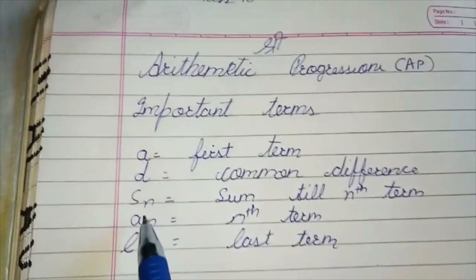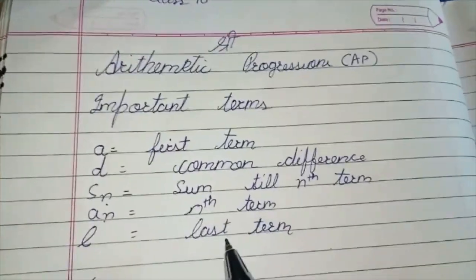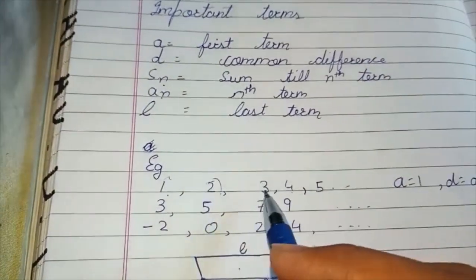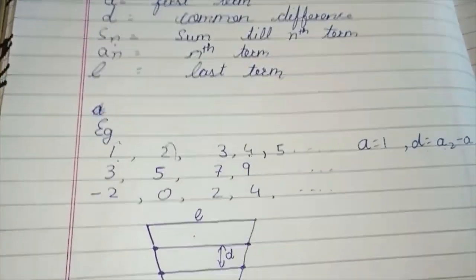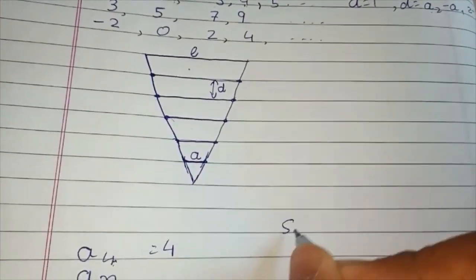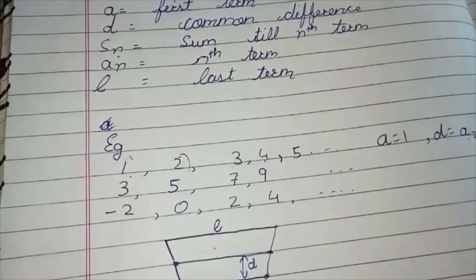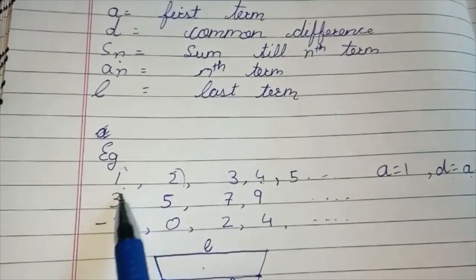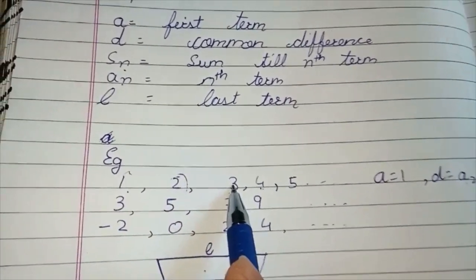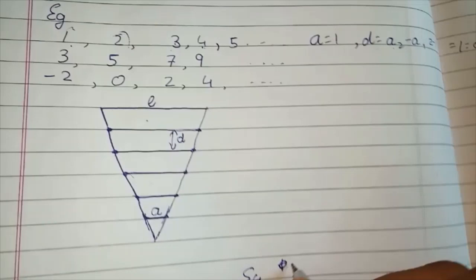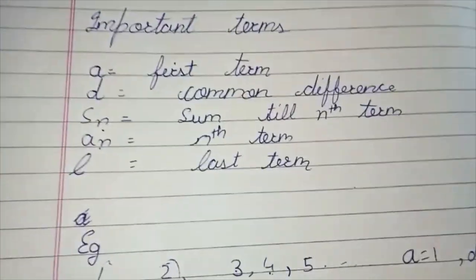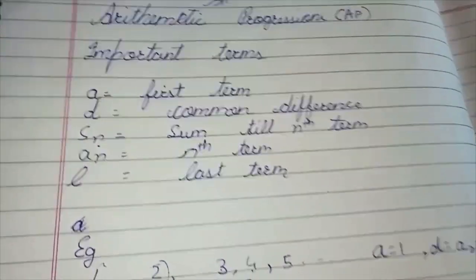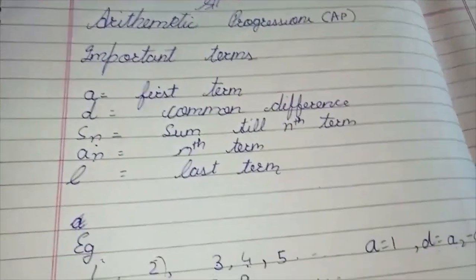Now, what is SN? SN means the sum till the nth term. For example, 1 plus 2 plus 3 plus 4. If we are asked what is the sum till the fourth term, that is S4, then it has a formula that I will show you next. But let's now sum it manually. That is 1 plus 2 is 3, 3 plus 3 is 6, 6 plus 4 is equal to 10. Now L is known as the last term. The last term of the series is known as L.